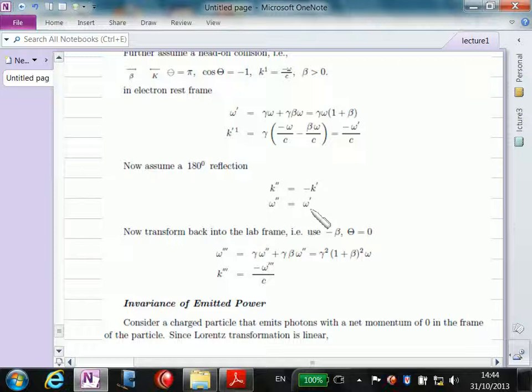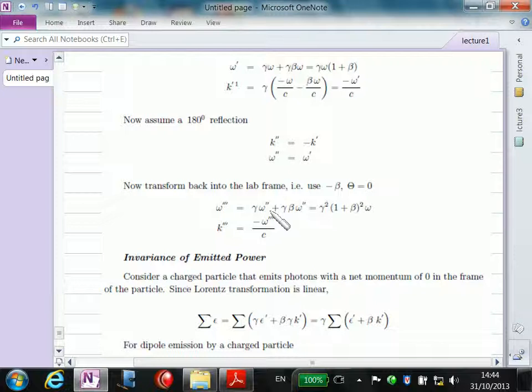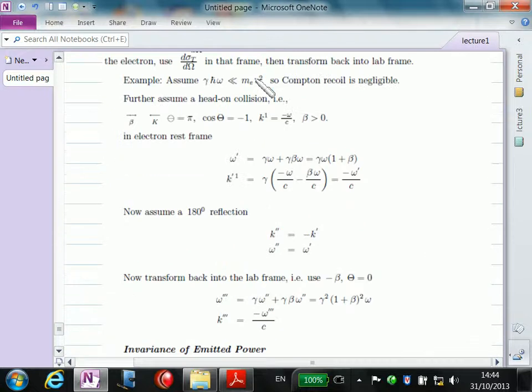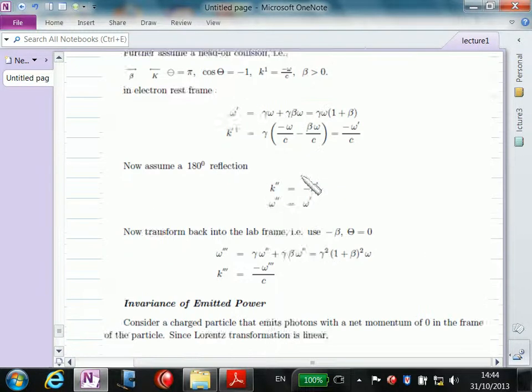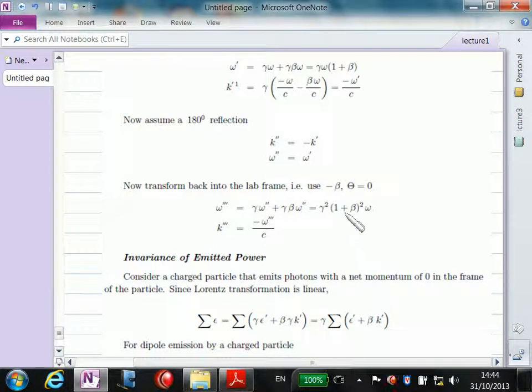And then finally I transform back into the lab. So I transform into the electron frame, then I made the scattering in the electron frame, and then I switch back. So it's 3 stages. So omega triple prime, when all is said and done, if you work out the Lorentz transformations, is equal to this. And K is, as usual, omega over c. Well, minus in this case.